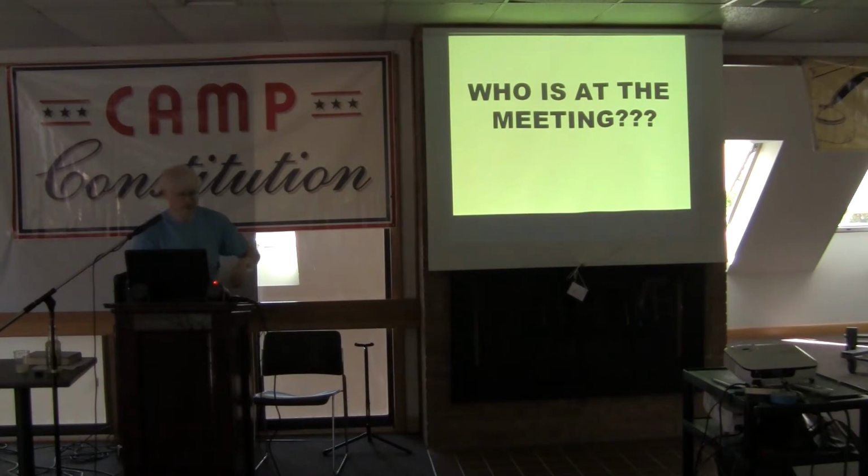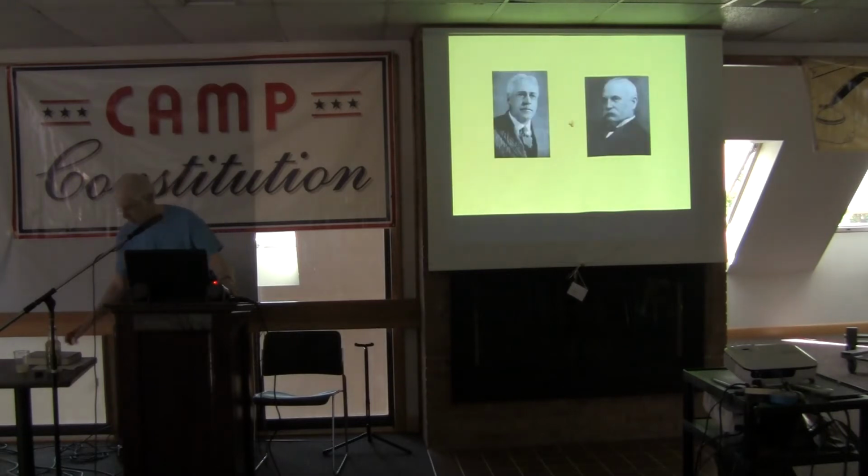Now, who was at the meeting? Well, believe it or not, the men at this meeting represented 25% of all the wealth in the world at that time. The world's 3 biggest banking houses were represented there. Representing the House of Rockefeller was Frank Vanderlip and Senator Aldrich.